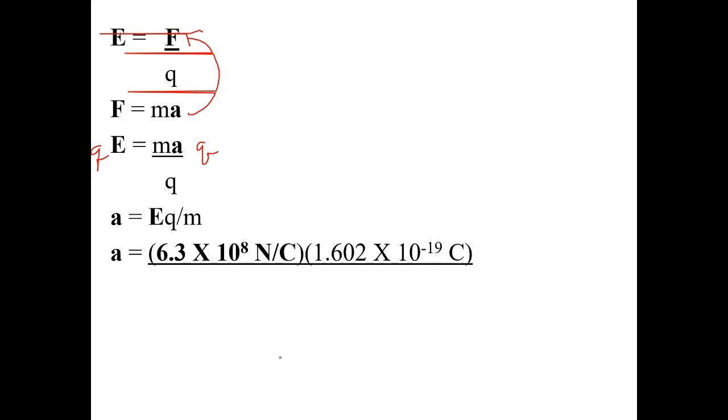And you know me, I prefer to do the algebra first. So I multiplied both sides by q to get that q out of the denominator. And then I divided both sides by the m. Because we do the algebra first, we only have to touch the numbers once.